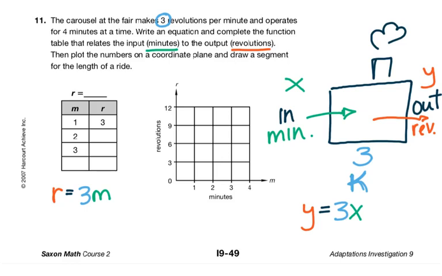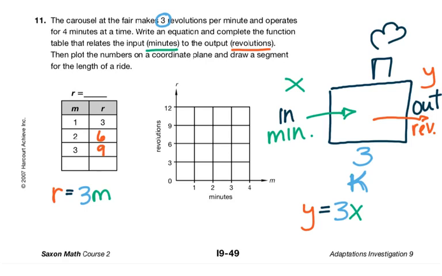Okay, so if it has been 1 minute, then there will be 3 revolutions. 1 times 3 equals 3. If it has been 2 minutes, there will be 2 times 3 equals 6, then there will be 6 revolutions. If there has been 3 minutes, 3 times 3 equals 9. Then we'll have 9 revolutions.